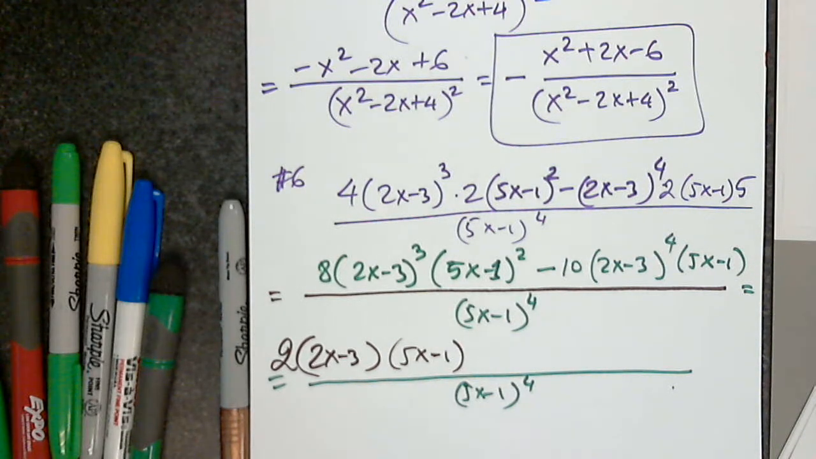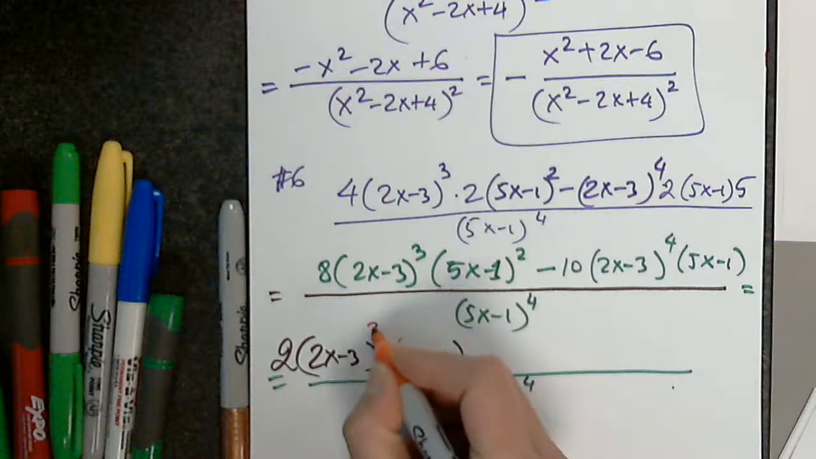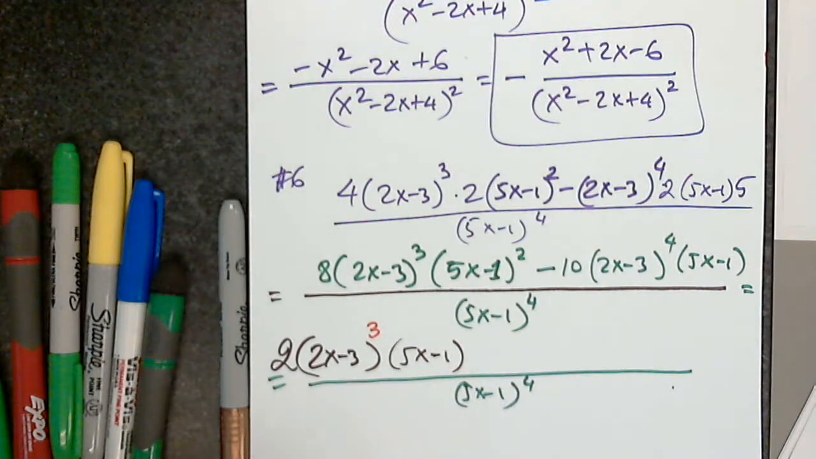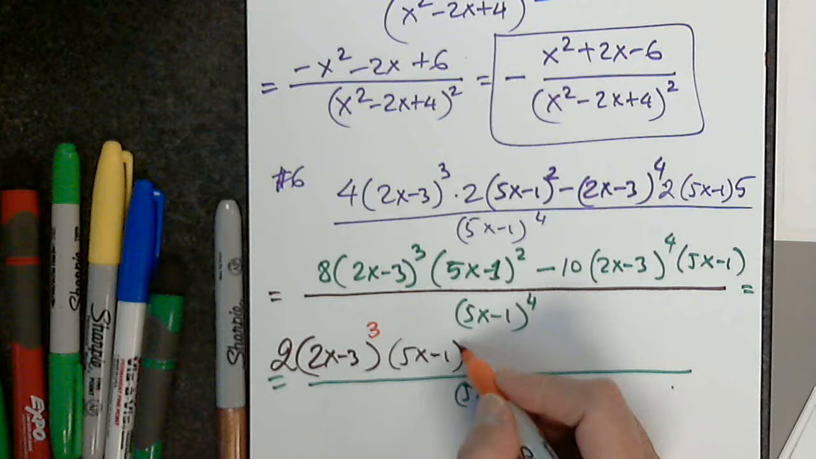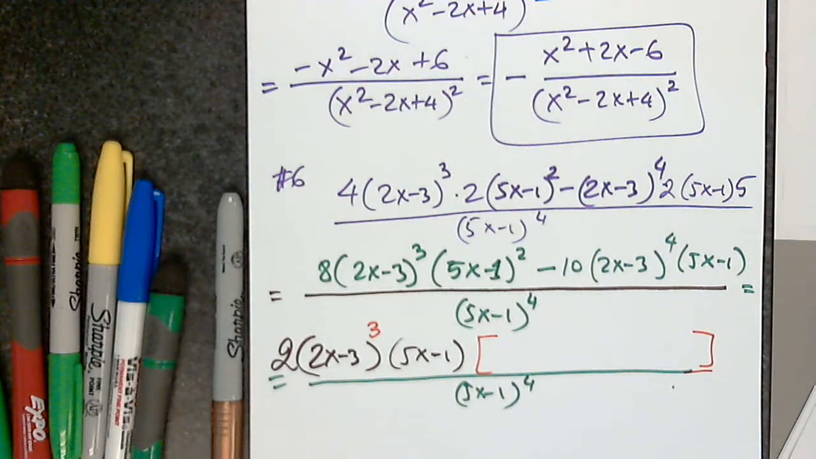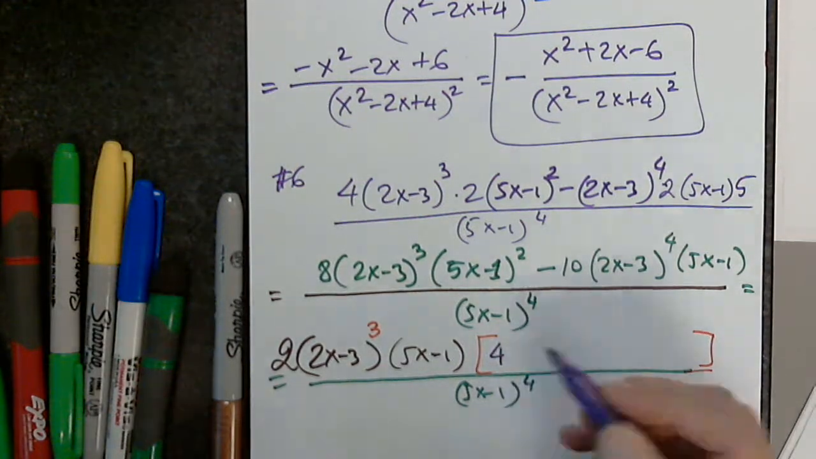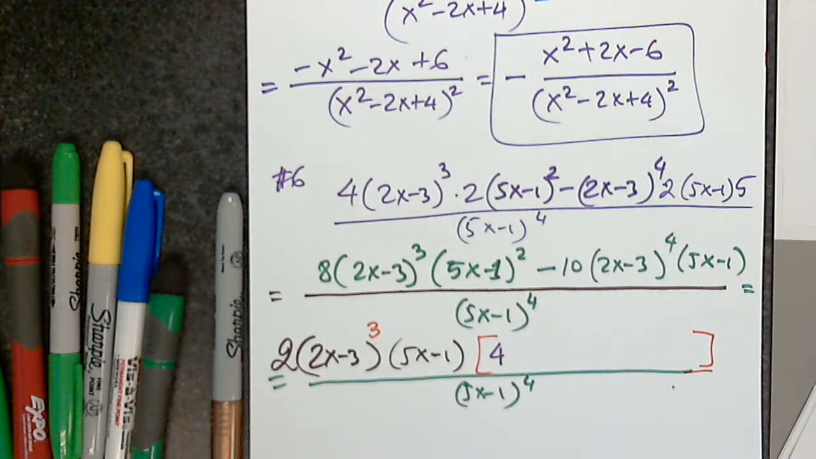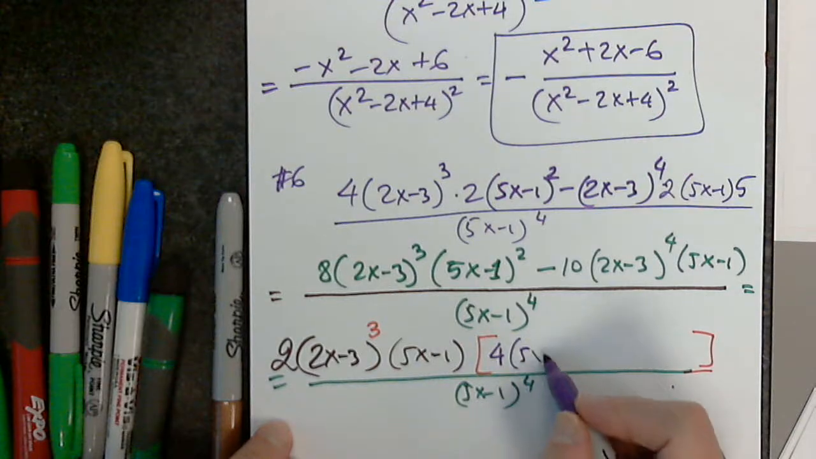Now we need to discuss powers. What is the power of 2? Just 1. Very good. What is the power of 2x minus 3? 3. Yes, indeed, the smallest of the two. And what is the power for 5x minus 1? 1, indeed, you don't have to write it. Now please tell me what is left in brackets. 4. Indeed. 2x minus 3. Careful. 5x minus 2. Indeed, just 5x minus 1.